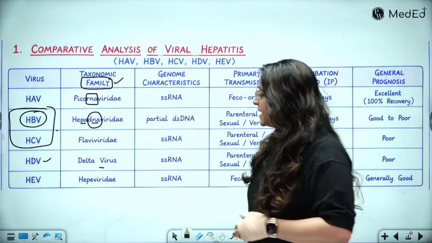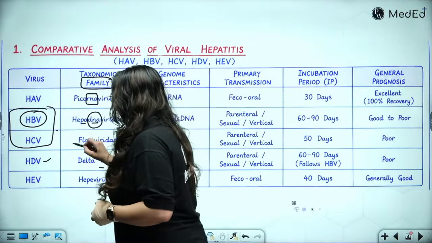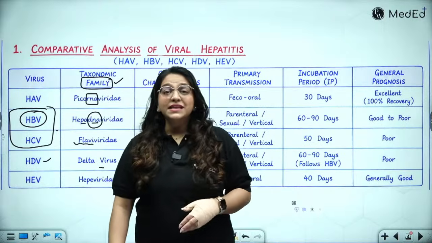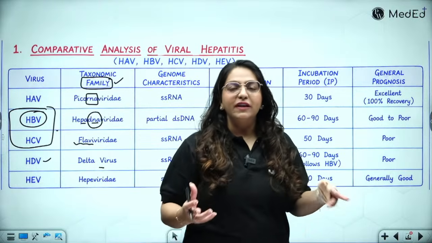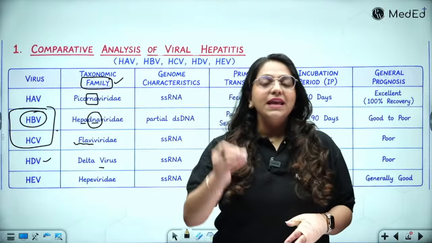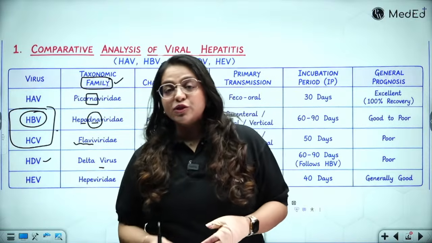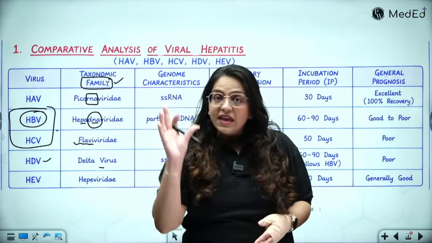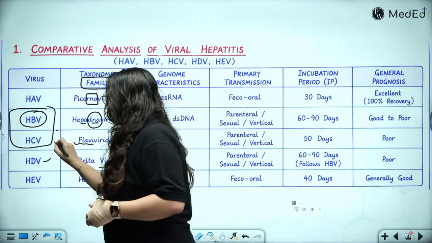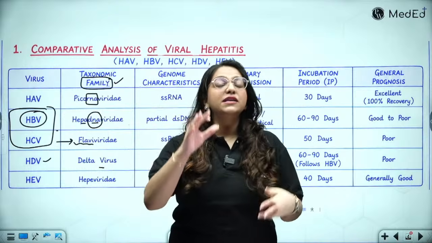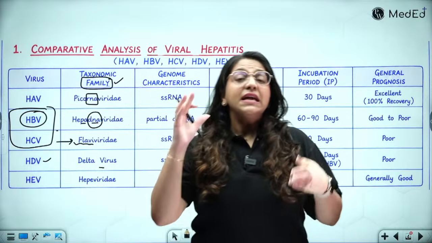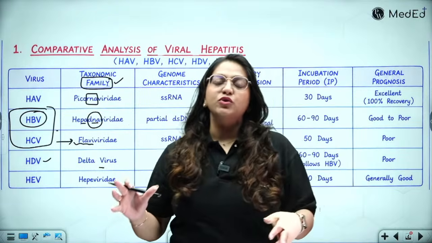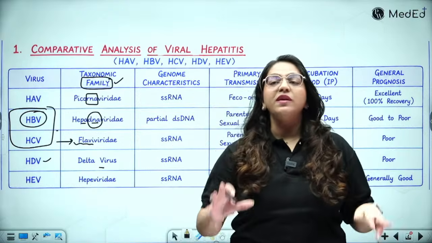Then what about hepatitis C? I always tell my students that the word flavi means yellow or lime green or lemon flavored. Yes, so hepatitis C, C is for citrus. So from citrus you can remember yellow, and from yellow you can remember flavi. Therefore hepatitis C is the Flaviviridae family. Please draw this comparison table. Start your answer with the taxonomic classification. That is going to give you a high score.